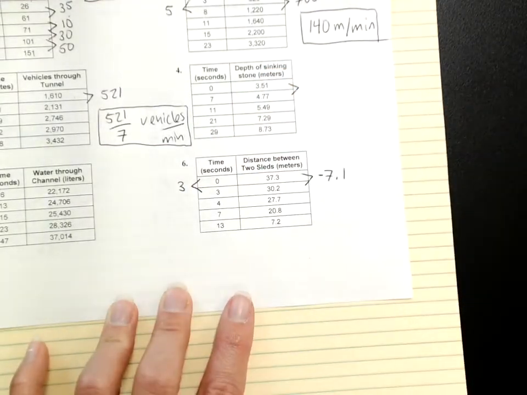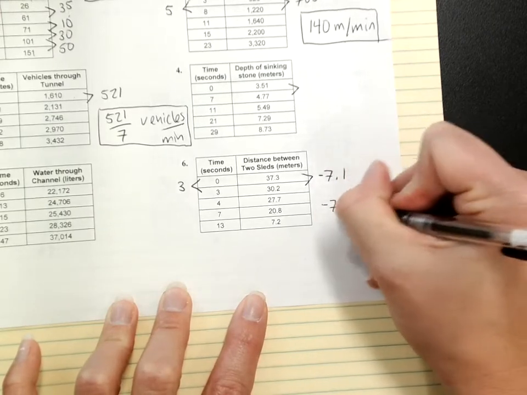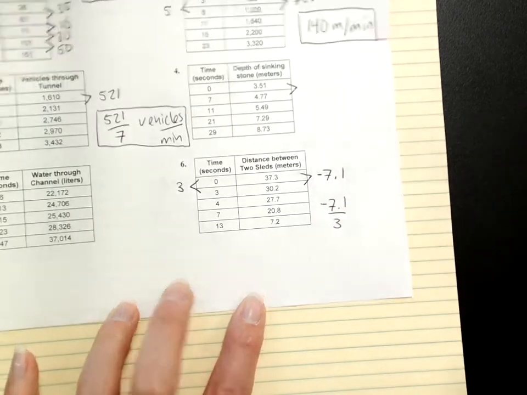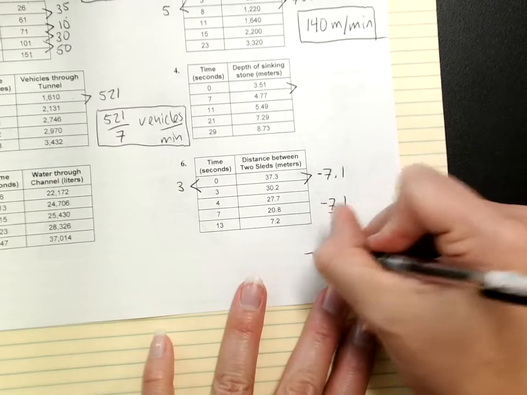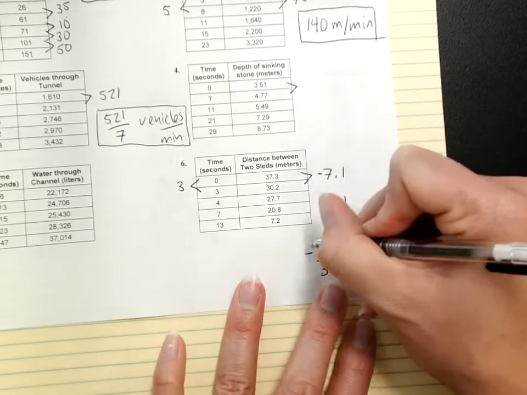So a negative 7.1 divided by 3 is going to be another terrible decimal. If you reduce the fraction, I'm going to write this one down. 7.1 divided by 3 is a terrible decimal. If you change it, it's just a negative 71 divided by 30. Again, meters per second.